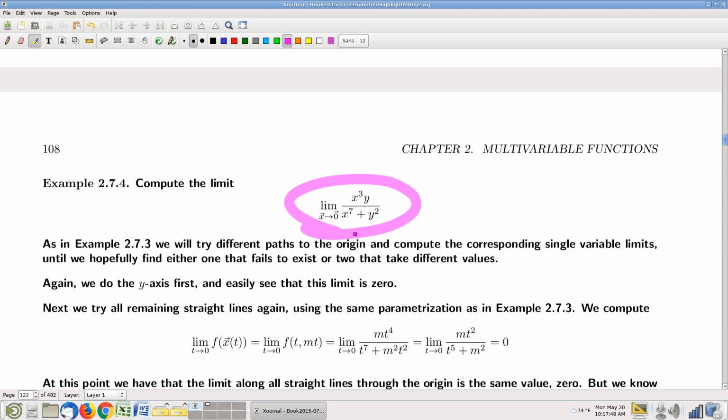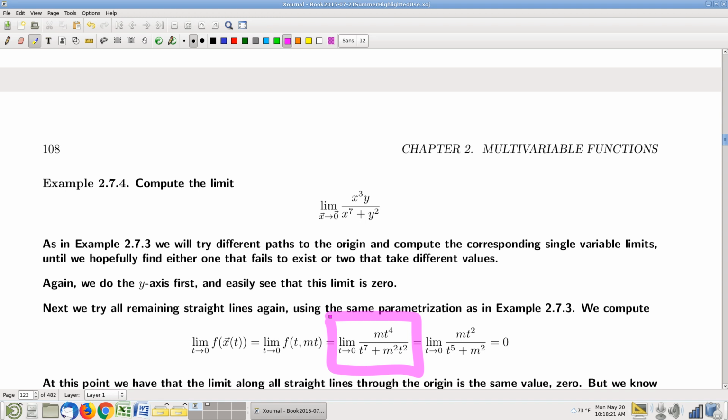Here's a question. Notice we are approaching the origin. By the way, that temptation to use polar coordinates, look at your denominator down here. That has x to the 7th plus y squared. In polar coordinates, that's not going to simplify nicely. So I don't suggest using polar coordinates here. This would be super weird in polar coordinates. But anyway, okay, let's go along all the straight lines. There they are. You find yourself looking at this limit.